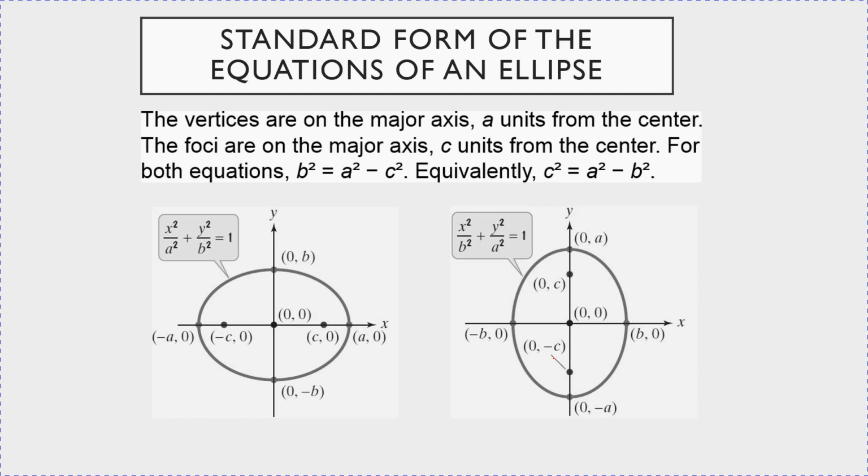So for both equations, the way you're going to find the foci, you could have b squared equals a squared minus c squared, or equivalently, this is what we'll use to help us find the foci: c squared equals a squared minus b squared. So we use this formula to find the foci.